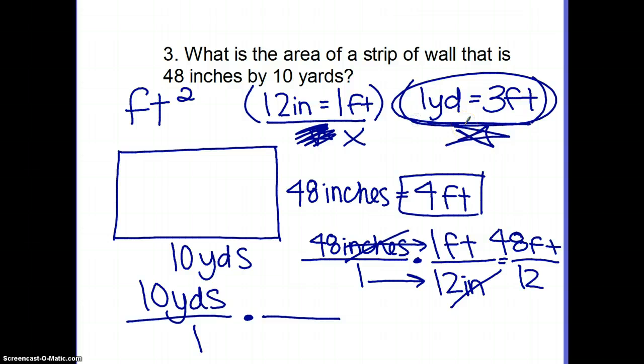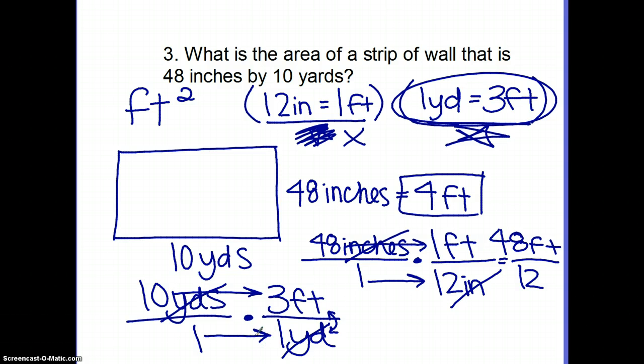So I have 10 yards on top. I'm going to want the 1 yard to be on the bottom so that the yards cancel, and I'm going to have the 3 feet on top. So because these two are equal, that means that it's really the same number as timesing the 10 yards by 1. So yards over yards cancels out, and I'm going to multiply straight across. 10 times 3 is 30, and that's just feet, because that's what I have left. 1 times 1 is 1, and I don't really have to put the 1 on the bottom, so I'm just going to leave it as 30 feet.